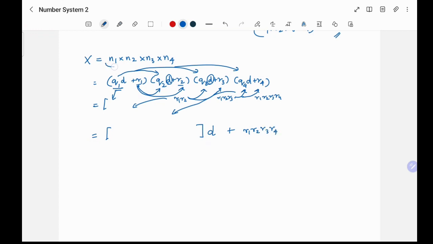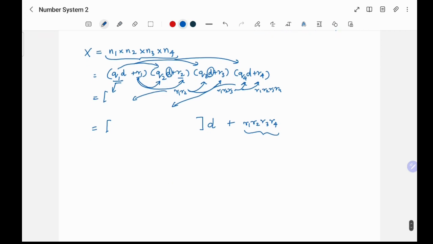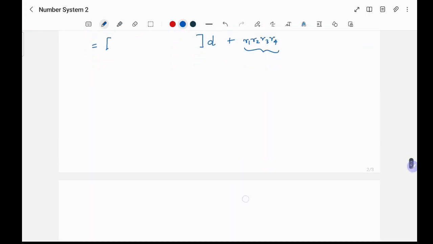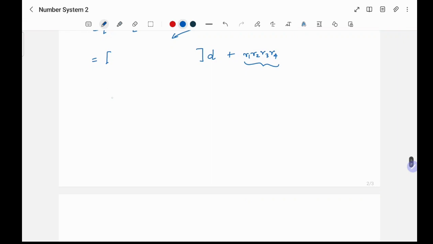So initially we started wanting to find the remainder of n1, n2, n3 and n4, but finally we ended up with the product of the remainders. So this is applicable even for the remainders. So I'll just summarize whatever I have said.